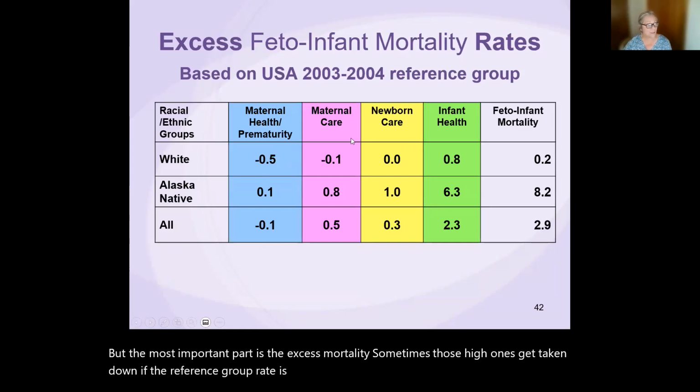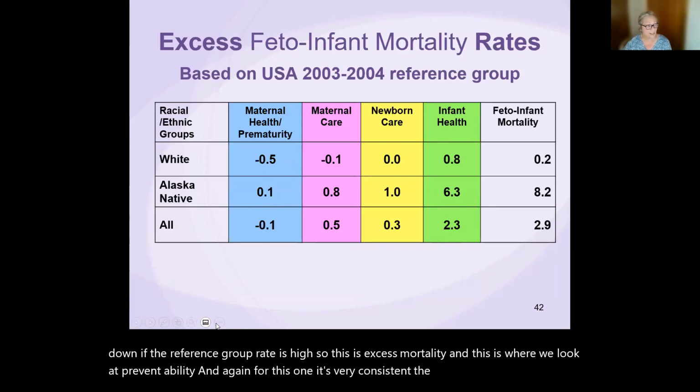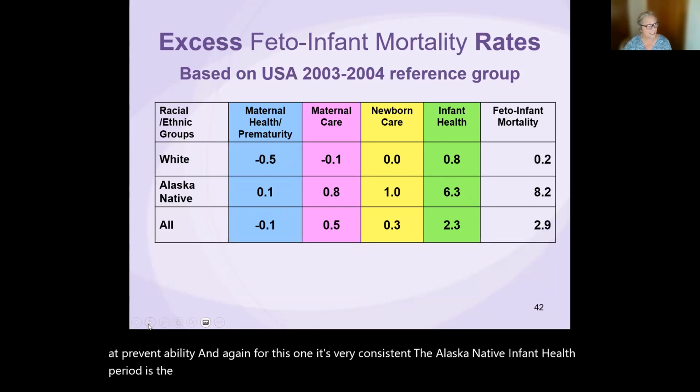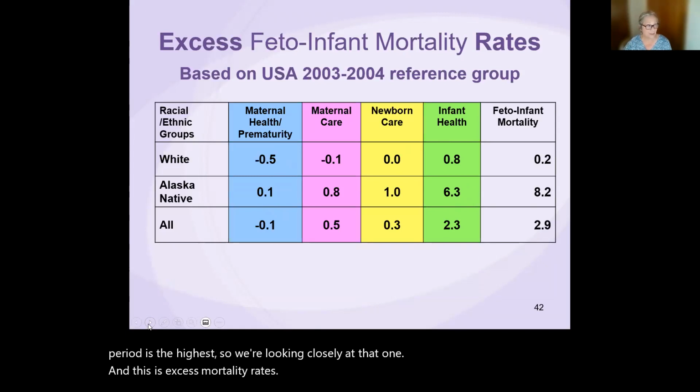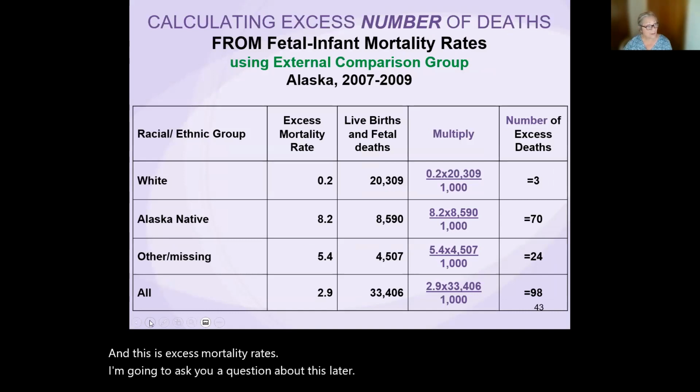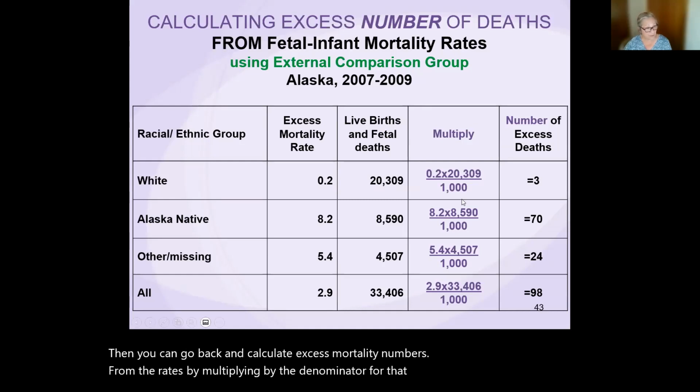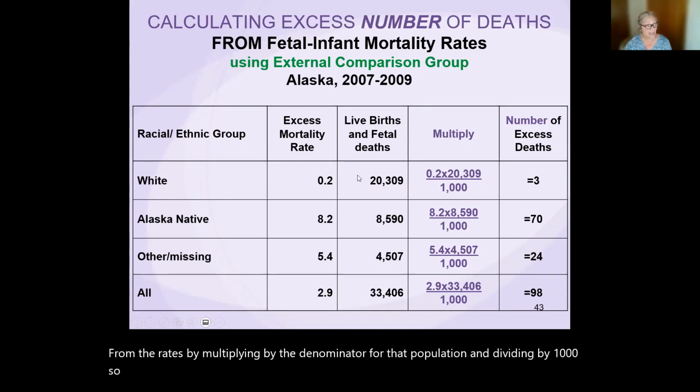So this is excess mortality, and this is where we look at preventability. And again, for this one, it's very consistent. The Alaska Native infant health period is the highest. So we're looking closely at that one. And this is excess mortality rates. I'm going to ask you a question about this later. Then you can go back and calculate excess mortality numbers from the rates by multiplying by the denominator for that population and dividing by 1,000. So the excess rate times the denominator divided by 1,000 gives you an estimated excess number of deaths.